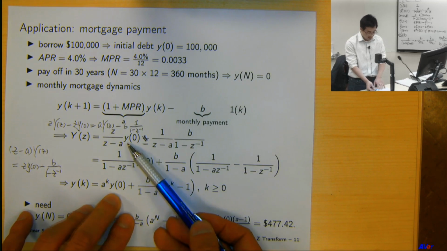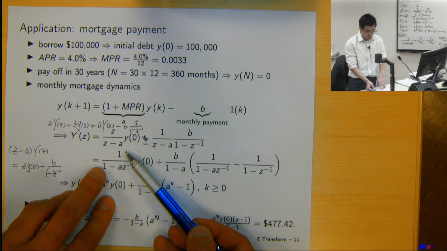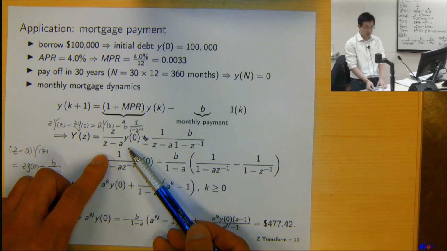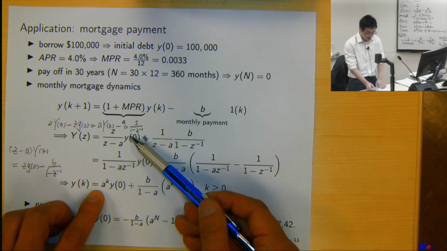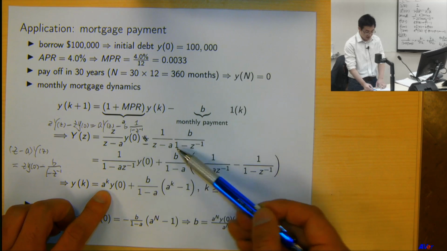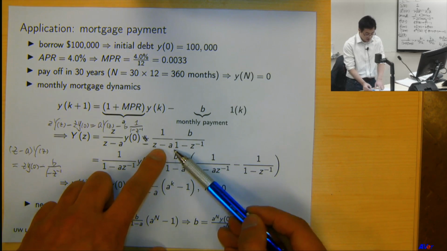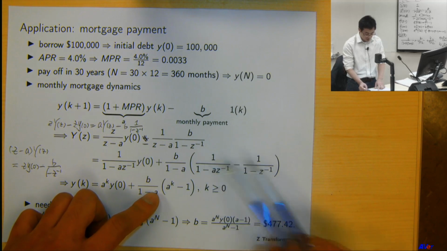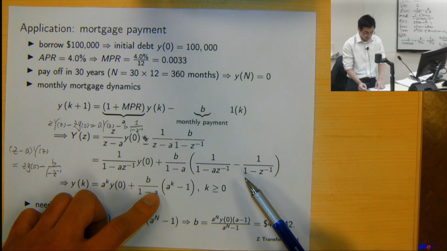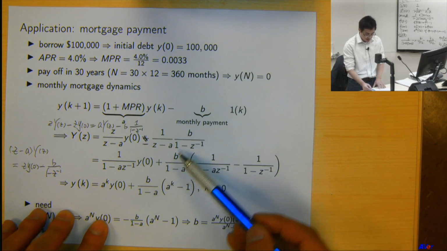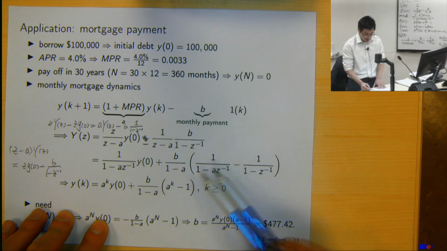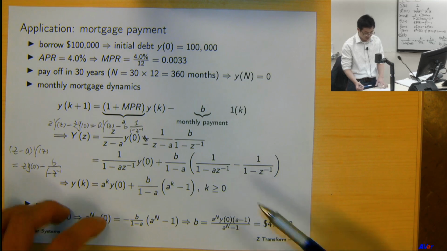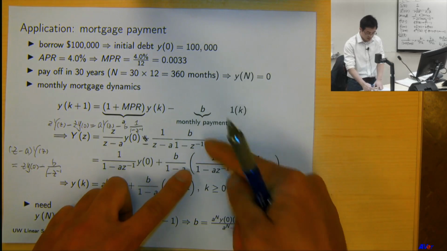The first term is easy enough. This is a first order Z transform, so this is precisely using the formula on the board. This is a geometric sequence, so it's going to correspond to A^k y(0). The second term is a second order term, and we can use partial fraction expansion again to derive the two modules. The result is over here, B over 1 minus A, times 1 over 1 minus A Z inverse minus 1 over 1 minus Z inverse. So take a moment to check these two.